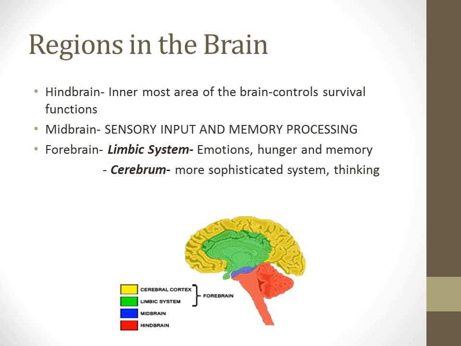This is the most sophisticated system of thinking. This is what separates us from other species because we do have this gray matter. It's what elevates us. We have the most sophisticated systems of thinking. The logic is centered here. Not a lot of animals have the cerebrum or the cerebral cortex.